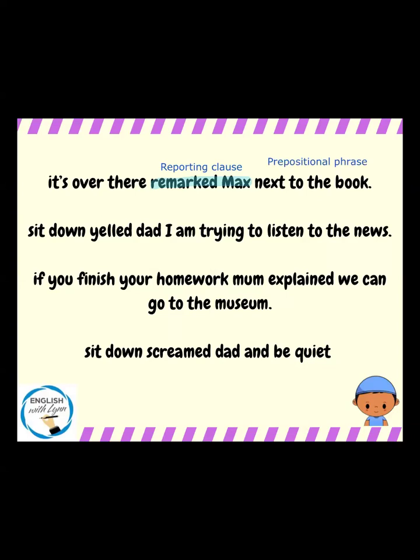So what we need to do when we punctuate this is put our inverted commas before it's, and we need a capital I. So it's over there, and then I need a comma, and then I need my second inverted commas. And now, because next to the book isn't a complete sentence on its own, I need a comma after Max, and the next part doesn't need a capital letter because it's still part of the original sentence.